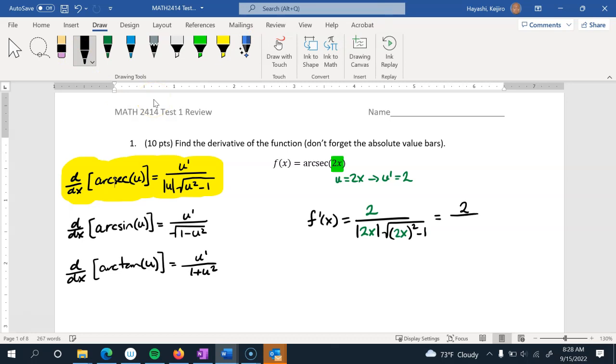It's going to be 2 over the absolute value of 2x times the square root of 4x squared. Right, if you take 2x and you square it, you get 4x squared minus 1, and that's all under the radical. And if you wanted to go even further, you could technically reason that the 2 inside of this absolute value can cancel out with this 2 that's up here. And you just end up with 1 over the absolute value of x times the square root of 4x squared minus 1. Okay.